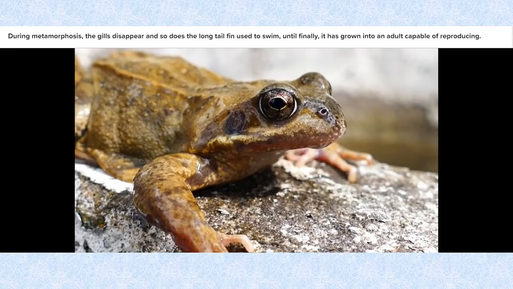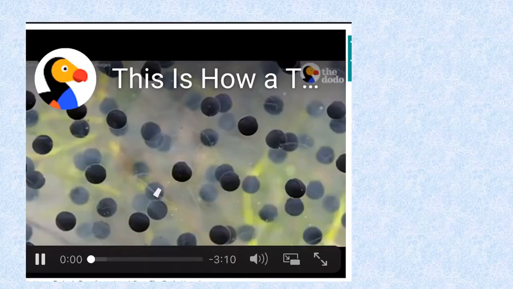During metamorphosis, the gills disappear and so does the long tail fin used to swim, until finally it's grown into an adult capable of reproducing. So remember that tail, the fin's there, but the tail itself gets absorbed back into the body. Let's watch a quick video that shows us a little bit more about frogs turning into tadpoles turning into frogs.